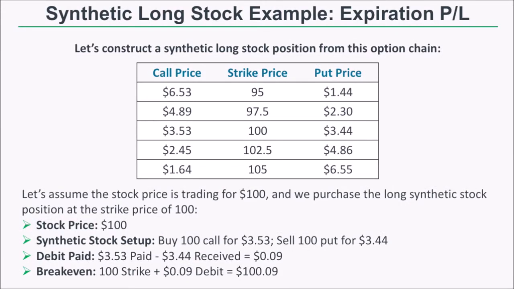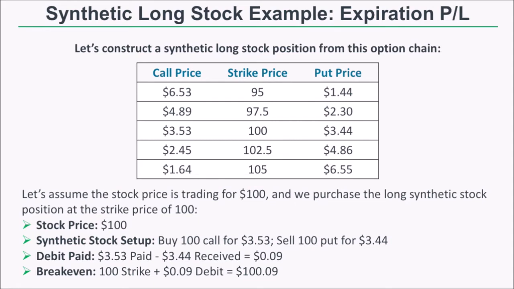So let's look at a synthetic long stock example trade. From the following option chain, we're going to construct a synthetic long stock position. Let's assume at the time of these prices, the stock price is trading for $100. To create a long synthetic stock position, we're going to use the 100 strike price. We're going to buy the 100 call for $3.53, and we're going to sell the 100 put for $3.44.